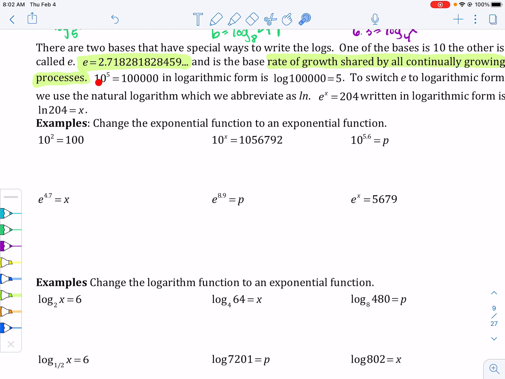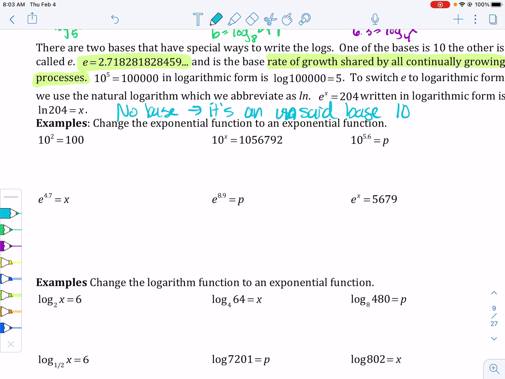Okay. So for example, if we have 10 to the 5th equals 100,000, then I would write this in log form, log of 100,000 equals 5. So notice I don't have my base 10. So if there's no base, it's an unsaid base 10.